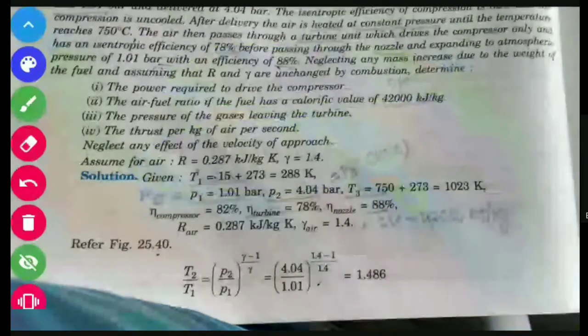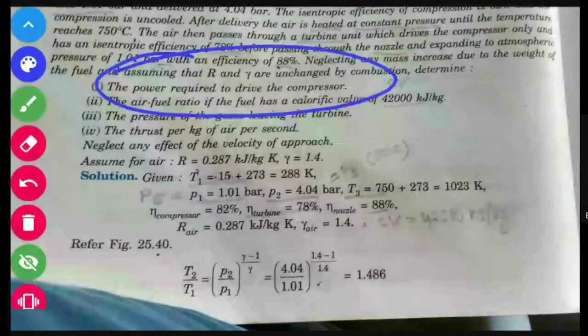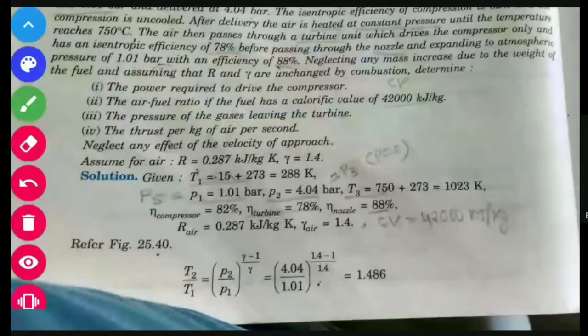So now let us see one by one. First of all, you have to find out the power required to drive the compressor. Anyone respond? Yes, sir. Okay, thank you. So first of all, you have to find out the power required to drive the compressor.